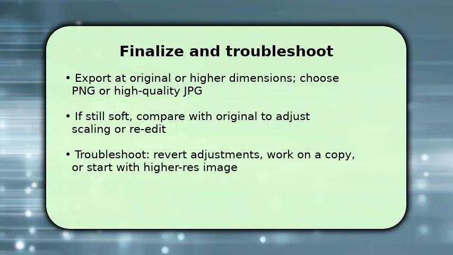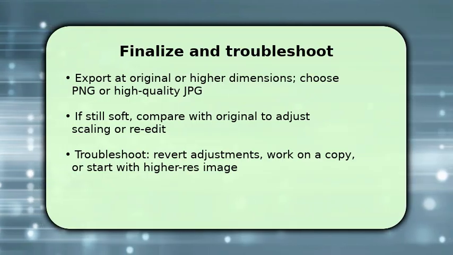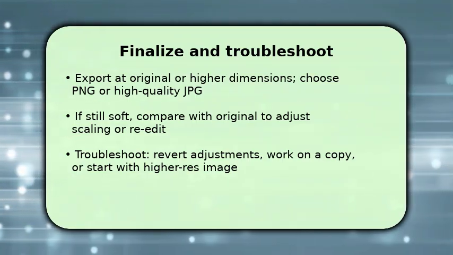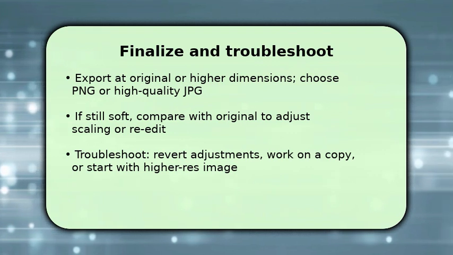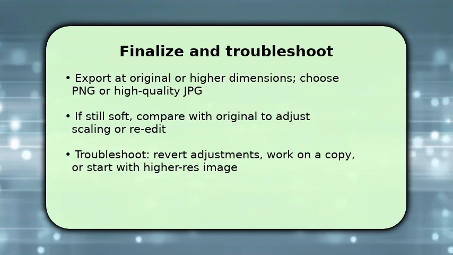If the photo remains blurry, make sure you didn't upscale the image beyond its pixels. Revert to the original or work on a duplicate to experiment. One key troubleshooting tip: if edits introduce artifacts, undo to the copy and try smaller incremental adjustments instead of large jumps.